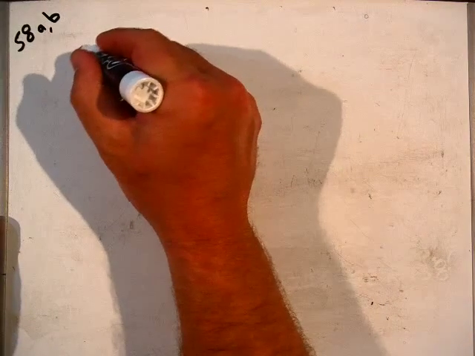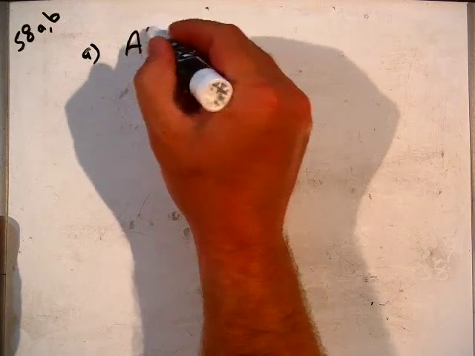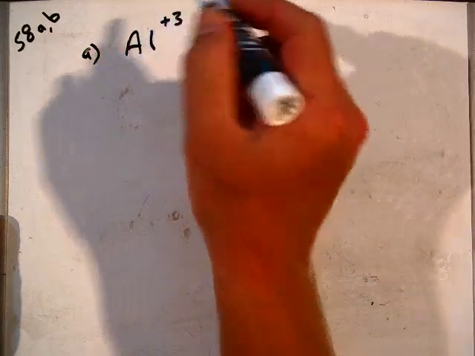This is number 58 in chapter 2. It looks at ions in this case. And so what we're trying to identify is, in this case, the number of protons and the number of electrons in each ion. And I'm going to do just part A and part B. Part A looks at aluminum plus 3.